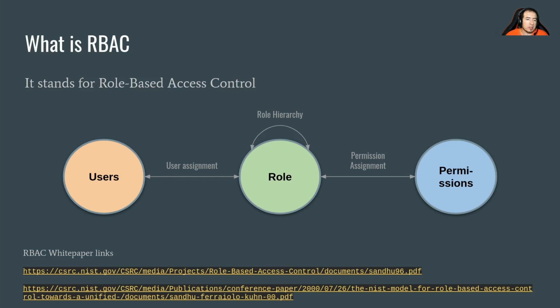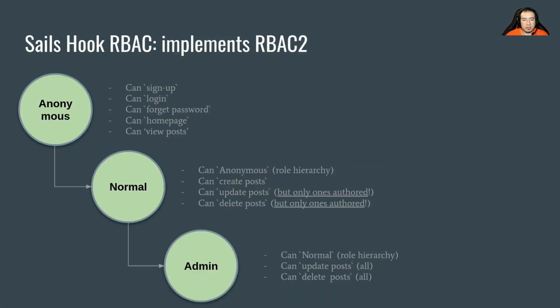In this particular implementation, a user can have only one role, though this could be extended so that a user can have more than just one role. All right. Now, a role can inherit from other roles, and we'll see that in the following screen. For example, an anonymous user can only do things like sign up, login, forgot password, homepage, and can view posts.